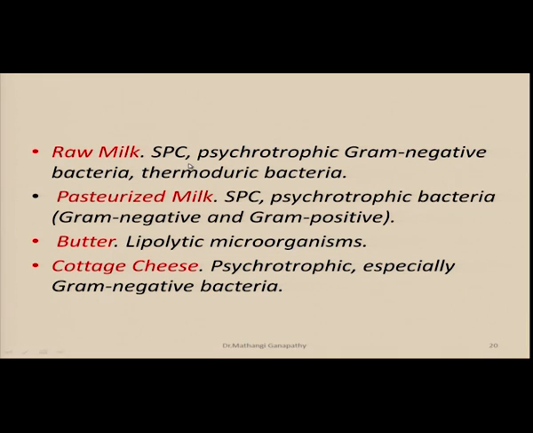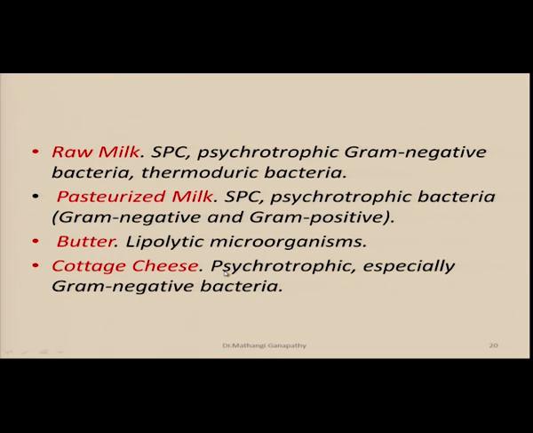If it is raw milk, we look for the psychrotrophic gram-negative bacteria as well as the thermoduric bacteria, which can grow beyond the pasteurization temperatures and can still spoil the milk concerned. In pasteurized milk, again we do the SPC, and we look for the presence of psychrotrophic bacteria, both gram-negative and gram-positive. In butter, we look for the lipolytic microorganisms which can cause rancidity by breaking down the fatty acids. In cottage cheese, again we look for psychrotrophic organisms, especially the gram-negative bacteria.